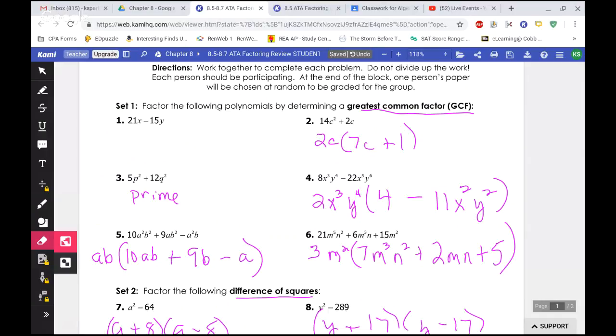All right. What number will go into both 21 and 15? 3. Good job. 3 goes into 21x. What do you have left? 7x. Good job. And then 15y divided by 3 is 5y.